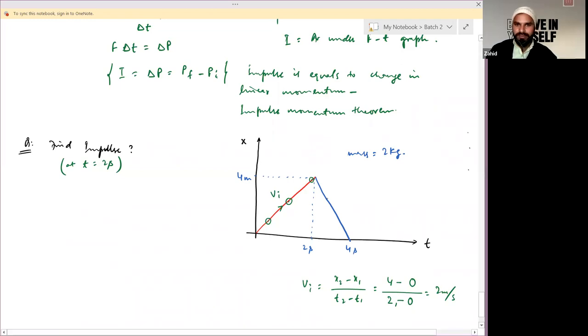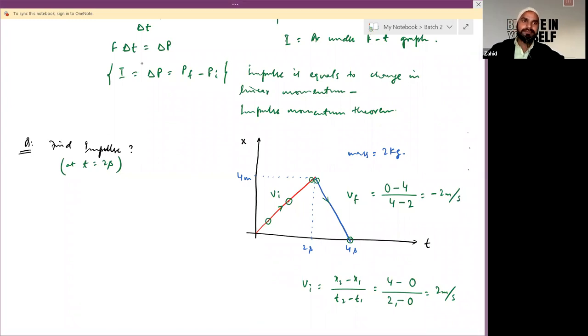Similarly, for the final term, while going along this direction, this point will behave as the final term and this will behave as the initial term. So to get the final, use x2 minus x1. So x2 will be 0, x1 will be 4, divided by t2, which is 4, and t1, which is 2. So you will get minus 2 meters per second. Is it clear?